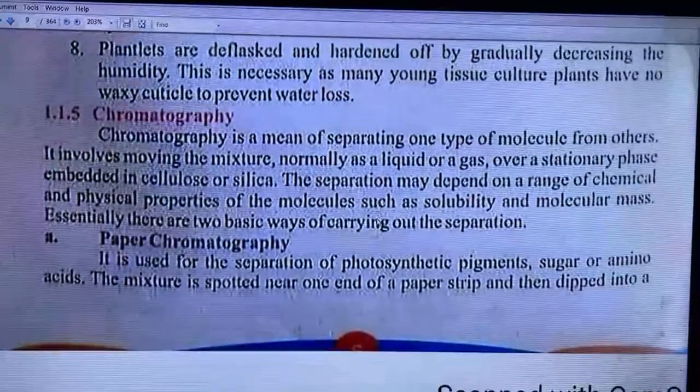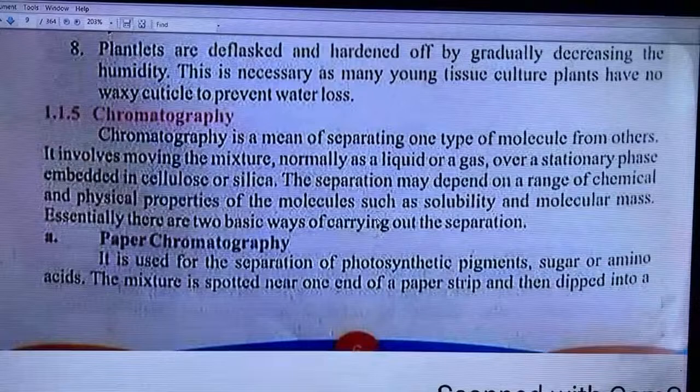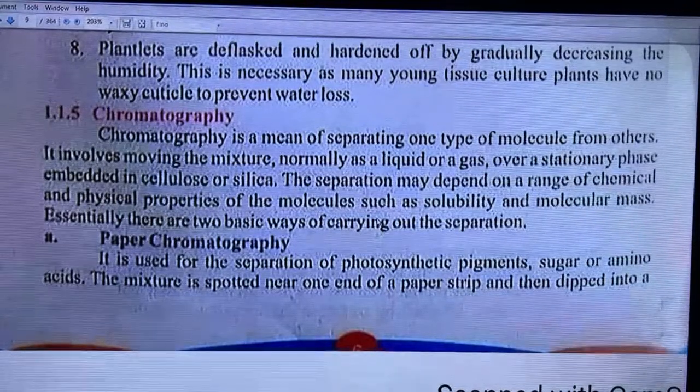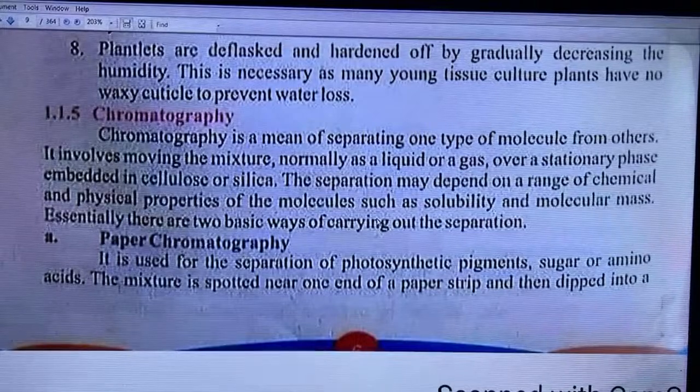Plantlets are deflasked and hardened off by gradually decreasing the humidity. This is necessary as many young tissue culture plants have no waxy cuticle to prevent water loss.